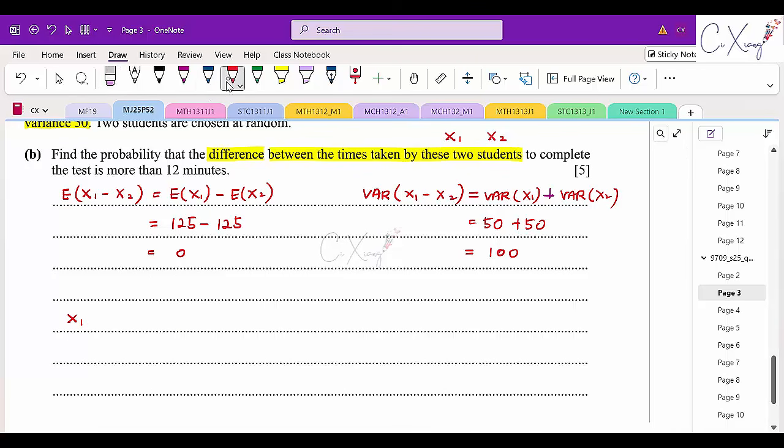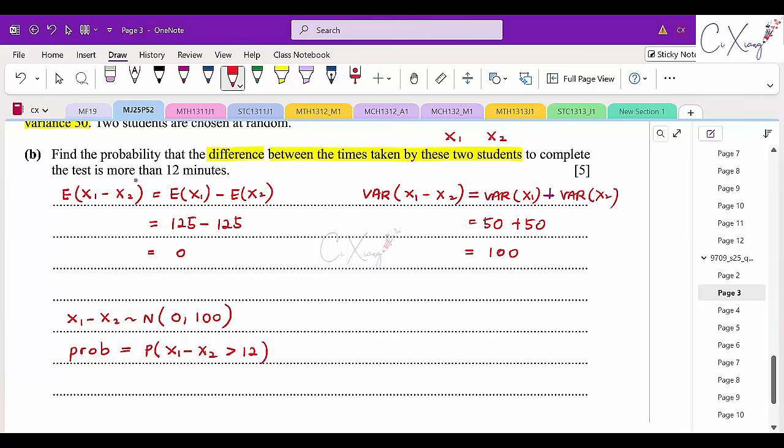Sorry, I should write it like this: X1 minus X2 is also normally distributed. The mean is 0 and the variance is 100. For this question, they're asking for the probability that the difference between the time taken by the 2 students is more than 12. So the probability will be the probability of X1 minus X2 to complete the test is more than 12. You should write it as more than 12 minutes.